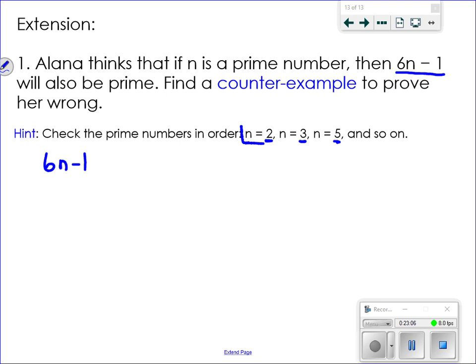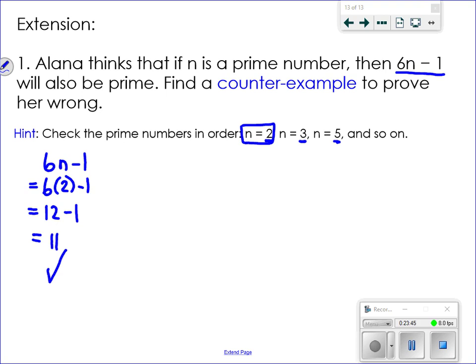Okay, so 6 times whatever n is minus 1. If our n is 2, we're going to sub in a 2 where that n is. So that means 6 times 2 minus 1. What does that give us? 6 times 2 is 12 minus 1. 12 minus 1 is 11. Is 11 also prime? Okay, yep. So when n is 2, it strengthens this statement that Alana makes, that if she puts an n in 6n minus 1 as a prime number, that answer would also be prime.